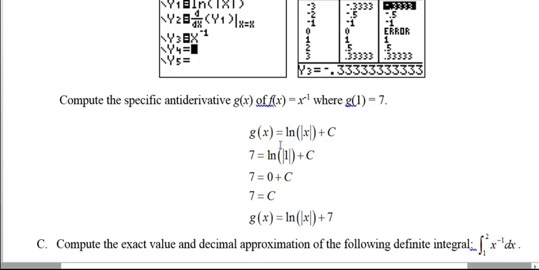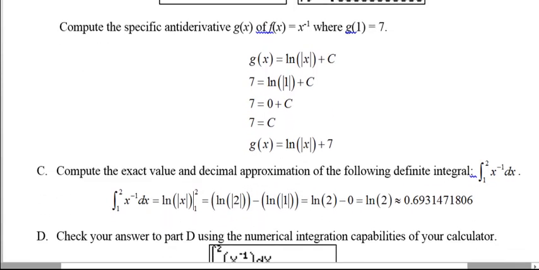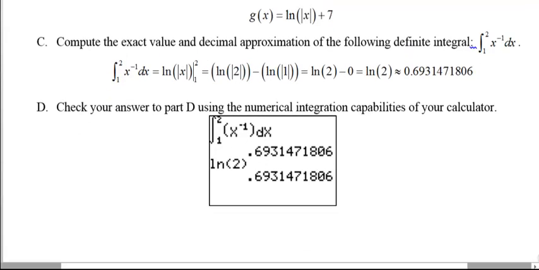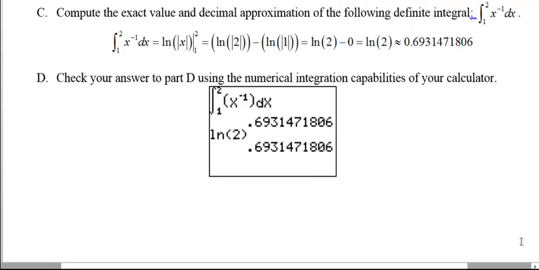So in this case, we're plugging in 1 for x and 7 for y. That is 7 for g of x. Natural absolute value of 1 is 1. Log of 1 is 0. So, of course, 0 plus c is c, so c is 7. And we get g of x as natural log of absolute value of x plus 7. We do need the absolute value, by the way, because the original function was defined both for positive and negative values, and so is the antiderivative.